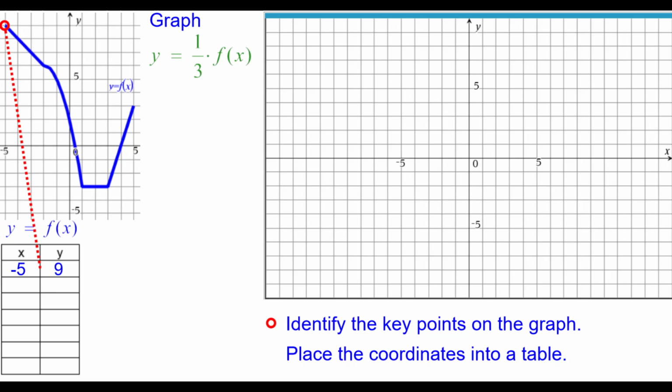-5, 9. The next point is at -2, 6, -1, 5, and looks like the y-intercept's at 0, 2. So go ahead and finish the table, get 3 more points on that, and then continue. 1, -3 is one of the points you should have found, 3, -3, and also 5, 3.